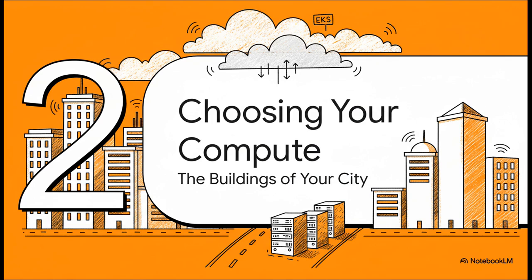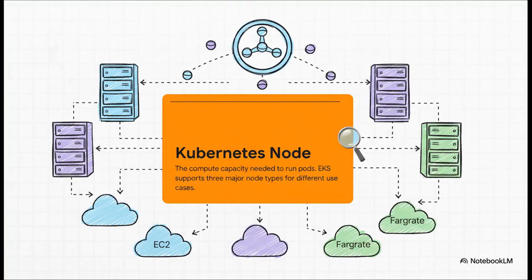Okay, so if the data plane is our sprawling city, the first thing we need to do is decide what kind of buildings we're going to construct. In the world of EKS, these buildings are our compute resources, the actual servers where our application containers are going to live. And the most fundamental building block here is what we call a Kubernetes node. It's pretty simple, really. In EKS, a node is just that basic unit of compute power. You can think of it as an EC2 instance or even a serverless environment with Fargate. That's where Kubernetes will schedule your application pods to run.